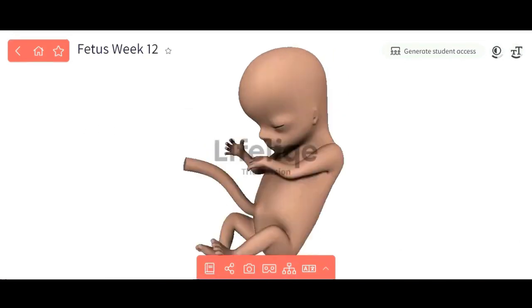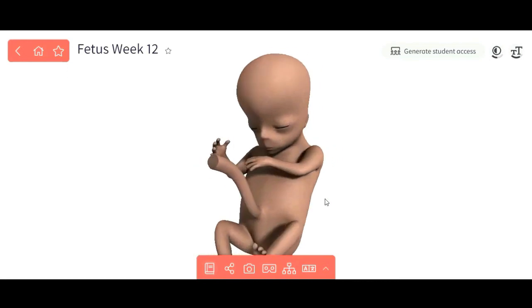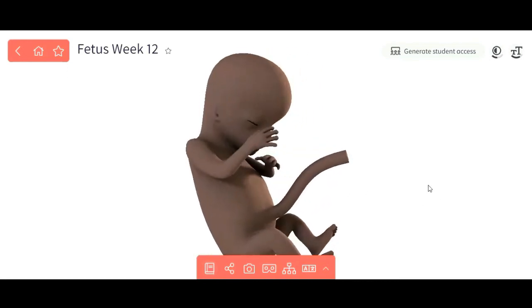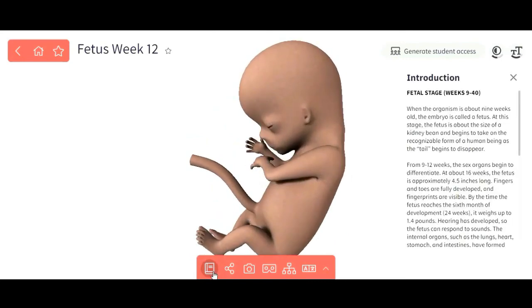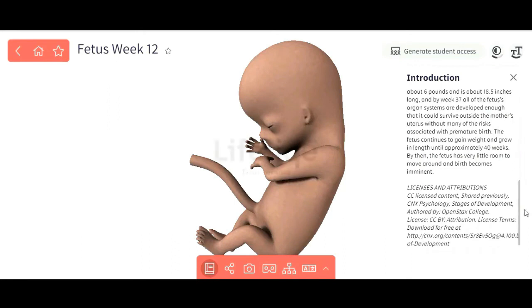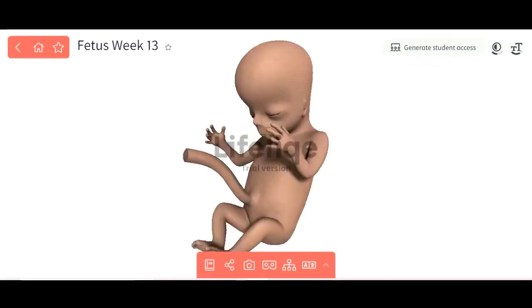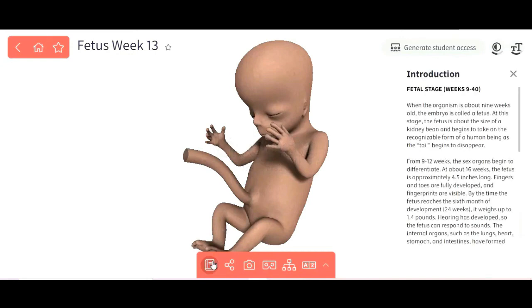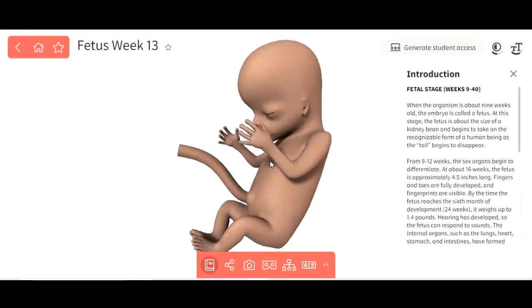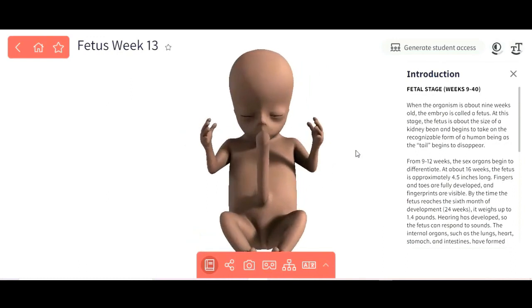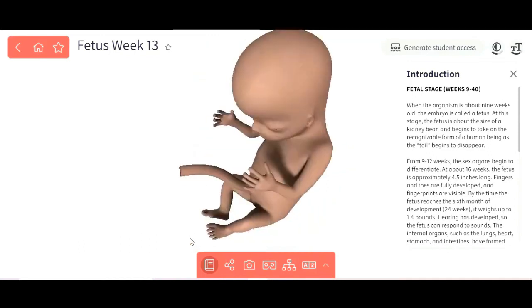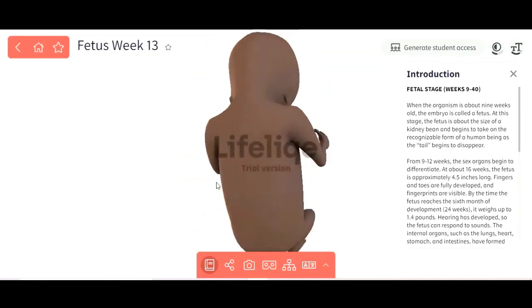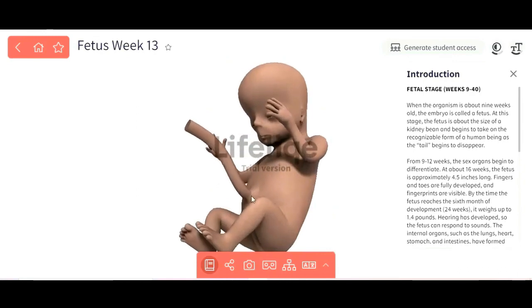And next, fetus week 12. We can see the anatomy, where the embryo is now called a fetus. And fetus week 13 has the same introduction as the last introduction in fetus week 9. We can read on the website, and we can also learn from other resources and other journals.